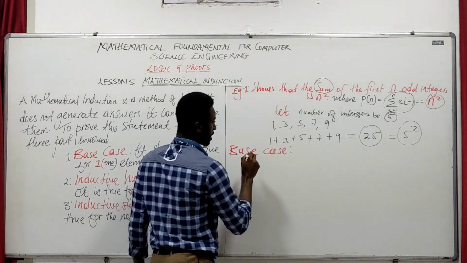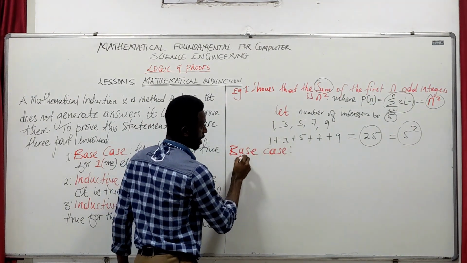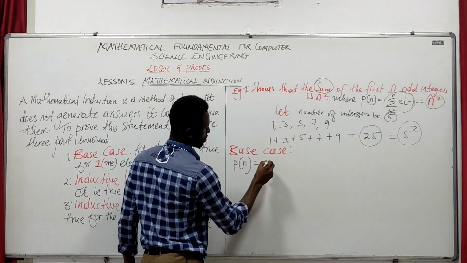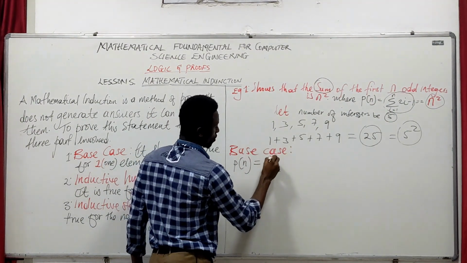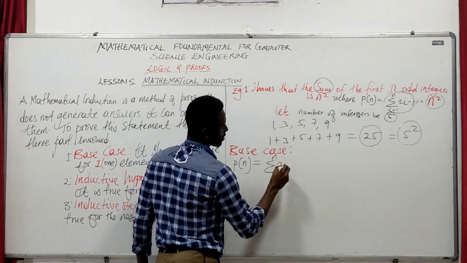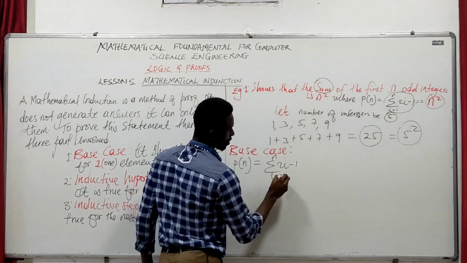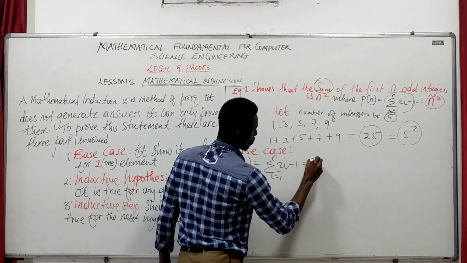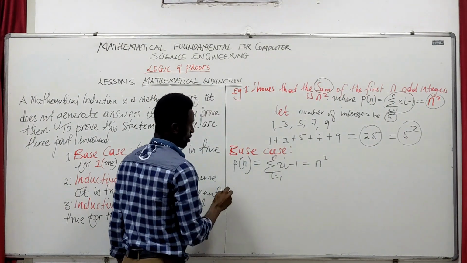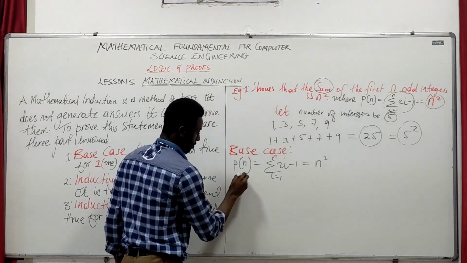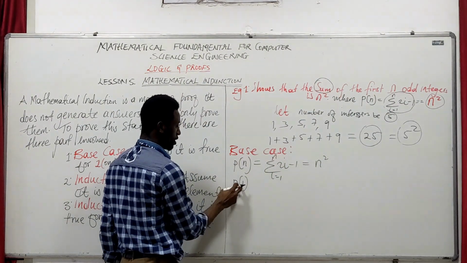So now let's see for the base case, P of n from the equation is the summation of 2i minus 1 from i equals 1 to n, equals n squared. So now say P of 1. P of 1 because n will be 1.